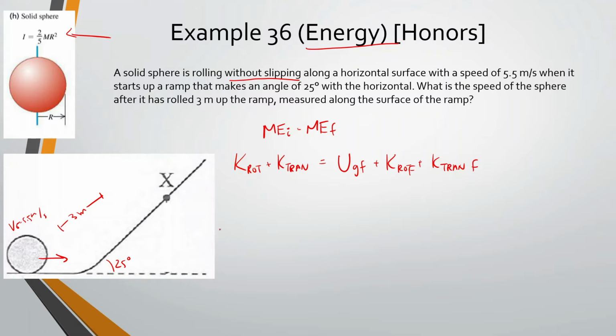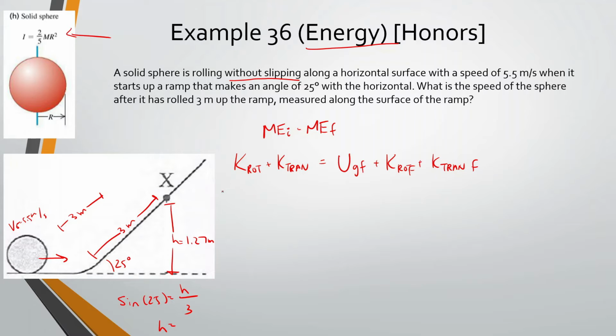All right, so now let's figure out a few things. First of all, if it goes up 3 meters, let's figure out how high that is. What's the height that it reaches? In order to find this, I'm going to use sine. Sine of 25 is equal to opposite h over 3. Then h is equal to 3 times sine of 25, which gives me 1.27. So this gives me a height of 1.27 meters. All right, so now let's figure this out.